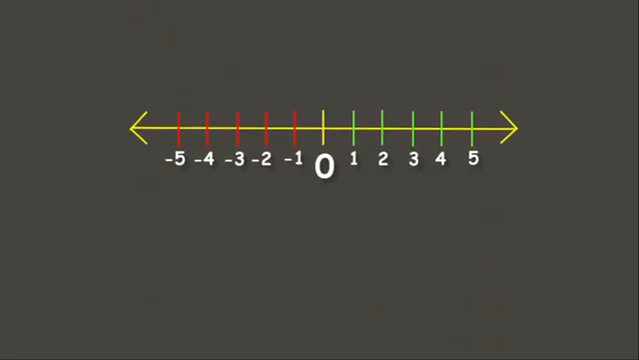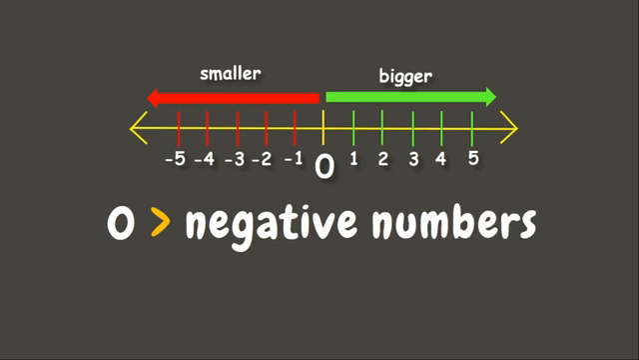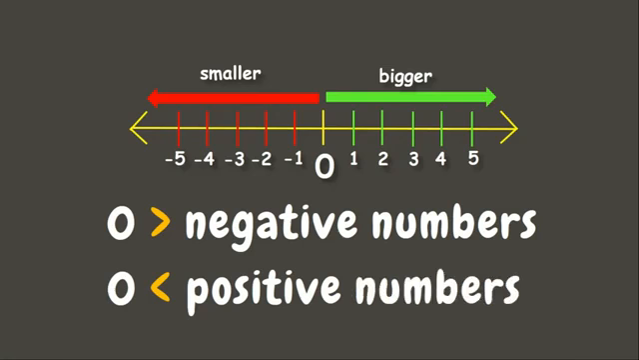Now let's learn how to compare integers. In comparing integers, we need to understand that the numbers to the right of 0 get bigger and bigger, while the numbers to the left of 0 get smaller and smaller. Therefore, 0 is greater than negative numbers but less than positive numbers.